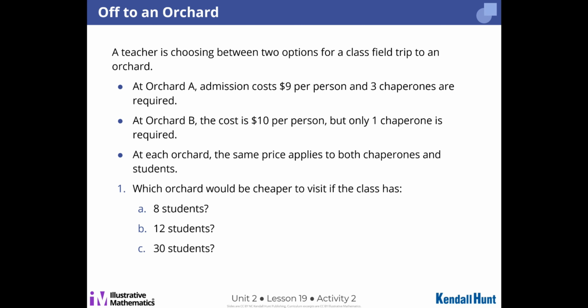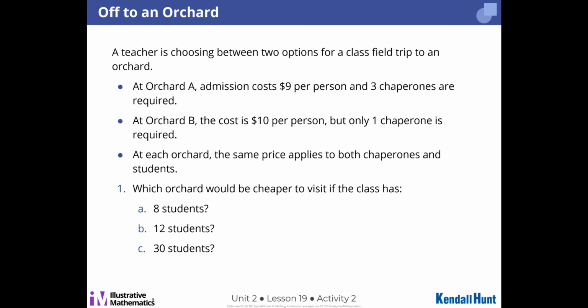Off to an orchard. A teacher is choosing between two options for a class field trip to an orchard. At Orchard A, admission costs $9 per person and 3 chaperones are required. At Orchard B, the cost is $10 per person, but only 1 chaperone is required. At each orchard, the same price applies to both chaperones and students. Which orchard would be cheaper to visit if the class has 8 students? 12 students for part B, and C, 30 students.